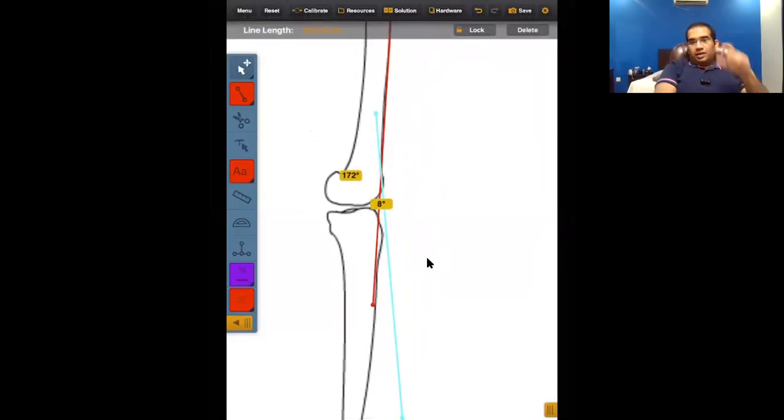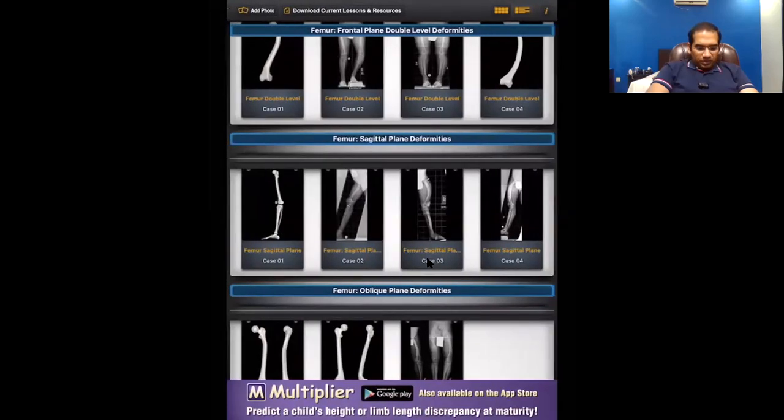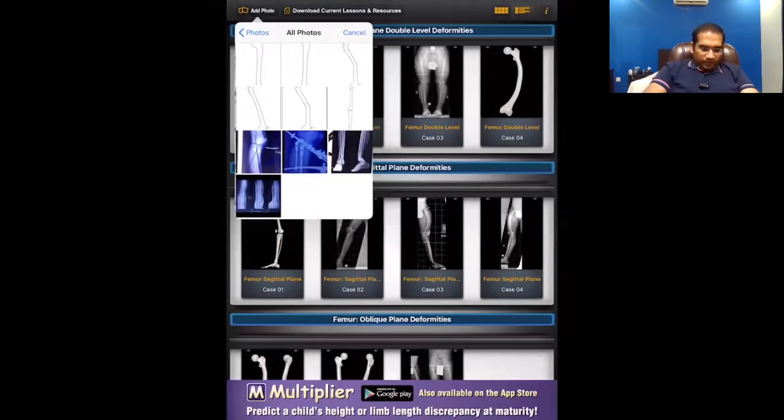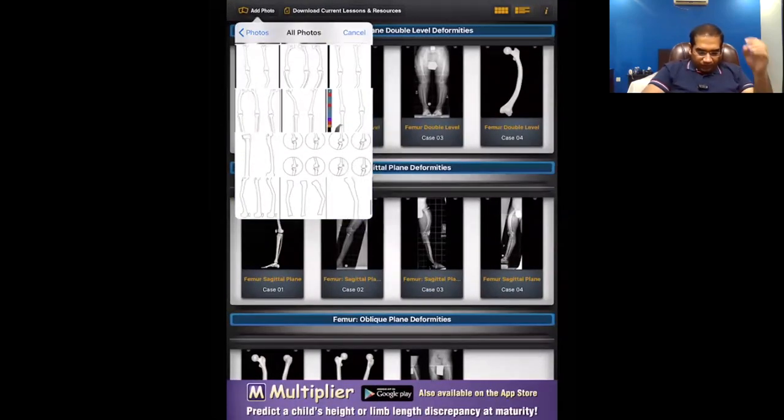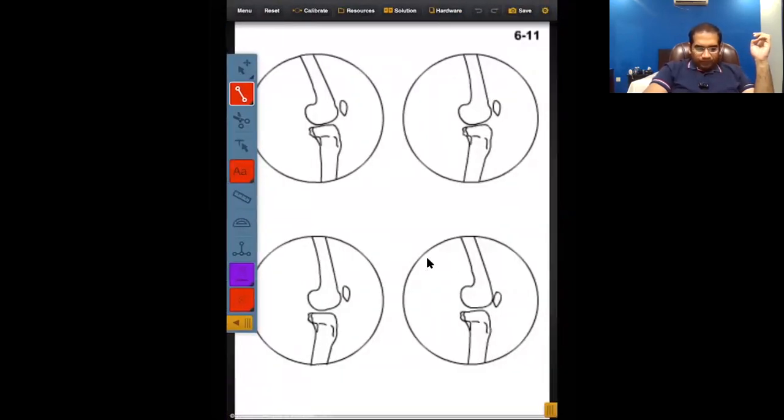Flexion of even 1 degree is abnormal, and extension of up to 5 degrees is normal. So hyperextension beyond 5 degrees is abnormal, and flexion of even 1 degree is abnormal. So now let us see different scenarios. There are 4 scenarios.